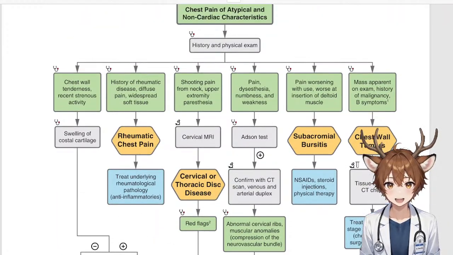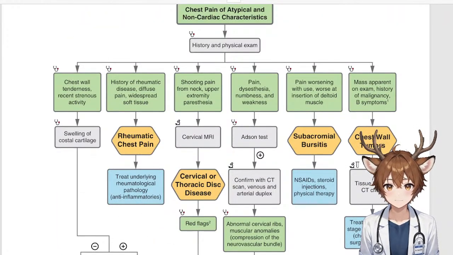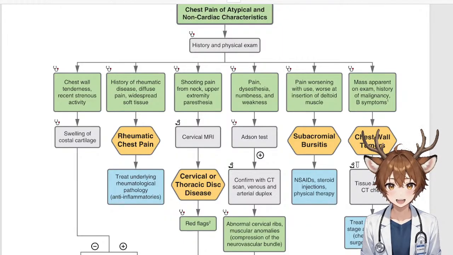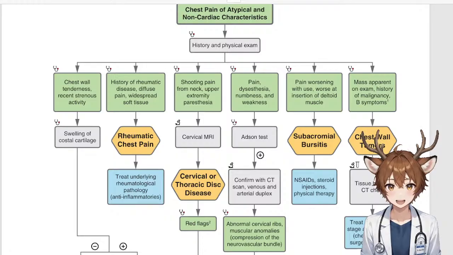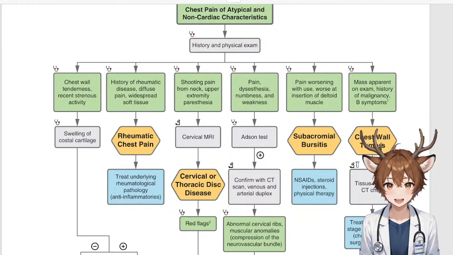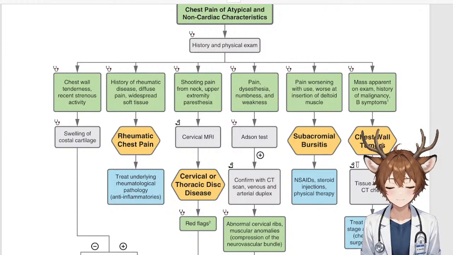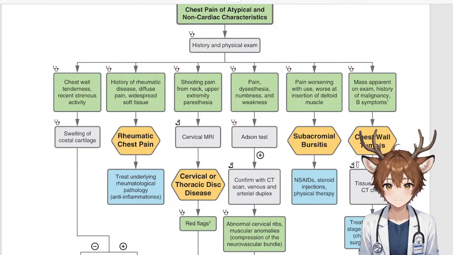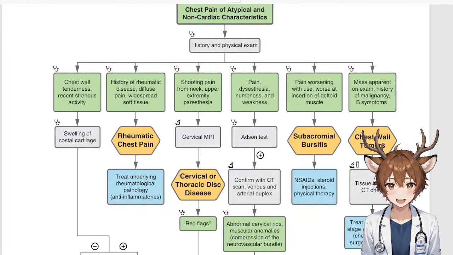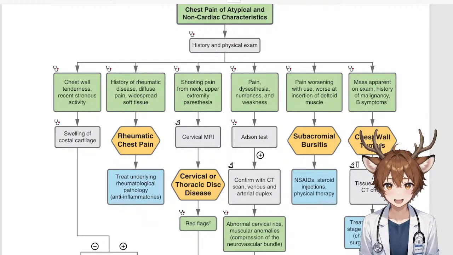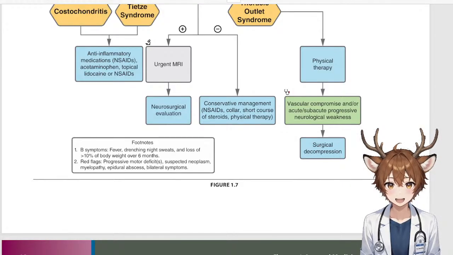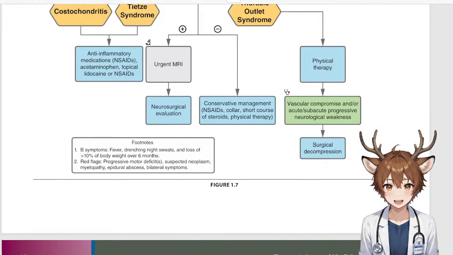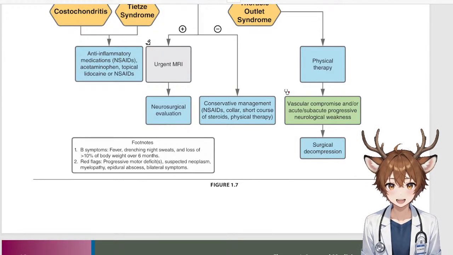Okay, what about this? History of rheumatic disease, diffuse pain, widespread soft tissue. In that case, we're thinking rheumatic chest pain. What do? Treat underlying rheumatological pathology, anti-inflammatories. What about shooting pain from the neck, upper extremity, and paresthesia? What do we think? Cervical MRI. You do a cervical MRI, you see cervical or thoracic disc disease. These are red flags. What are the red flags? Red flags: progressive motor deficits, suspected neoplasm, myelopathy, epidural abscesses, bilateral symptoms.